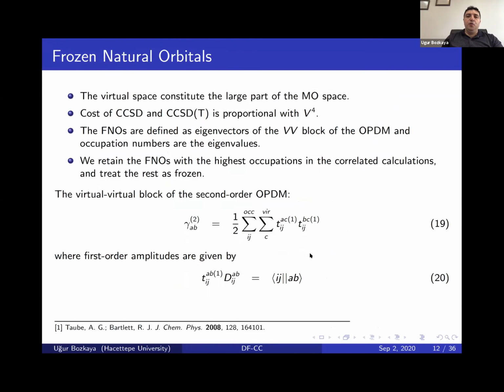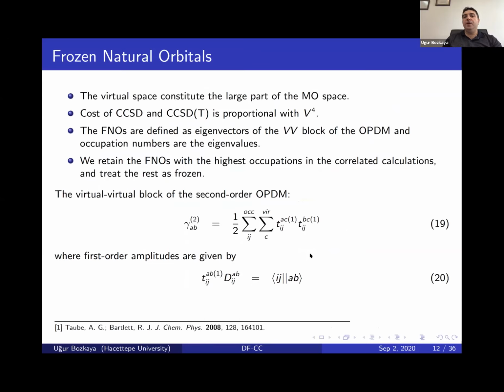In order to further increase the applicability of our CCSD code, even though DF helps a little bit, we still need something new to further extend the applicability. We consider the frozen natural orbitals. We know that the virtual space constitutes a large part of the MO space, and the cost of CCSD and CCSD(T) is proportional to the 4th power of the number of virtuals.